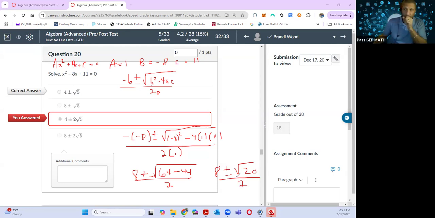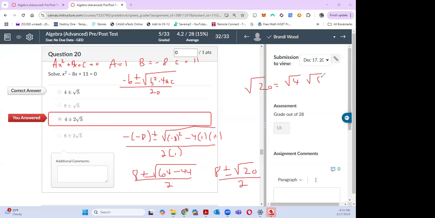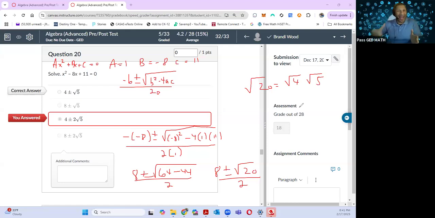Okay? Now we're going to simplify that square root of 20, because the square root of 20 can be written as the square root of 4 times the square root of 5. You take the highest square that goes into that number. 1 squared is 1, 2 squared is 4, 3 squared is 9, 4 squared is 16, 5 squared is 25. So the highest perfect square that goes into 20 is 4. 4 times 5. We know the square root of 4 is 2, then we bring down the square root of 5. So this is the same as saying 8 plus or minus 2 times the square root of 5, divided by 2.